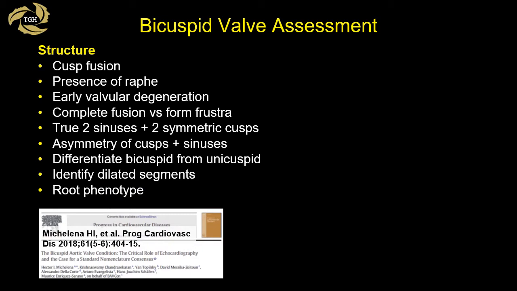This is a great paper by Michelini et al. that well summarizes the echocardiographic assessment of a bicuspid aortic valve. It is well worth the read. They suggest identifying these structural features: cusp fusion, presence of raphe, early valvular degeneration, complete fusion versus forme fruste, true sinuses and 2 symmetric cusps, asymmetry of cusps and sinuses, differentiating bicuspid from unicuspid, identifying dilated segments, and root phenotype.